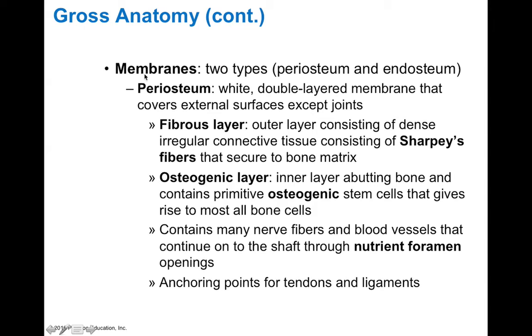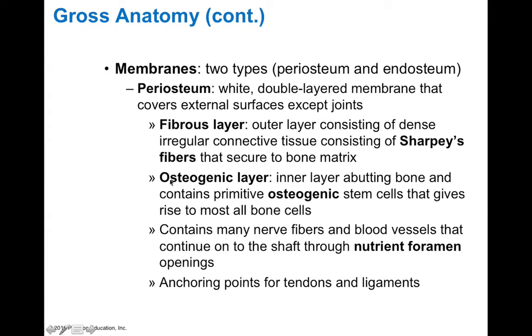Now, in terms of other membranes, we have periosteum and endosteum. Remember, periosteum: peri means surrounding, and osteum is bone. So periosteum is a layer of whitish tissue that surrounds the outside of bone, other than the parts that participate in joints. So if there's articular cartilage, there's no periosteum there. Otherwise, the periosteum would surround the rest of the bone, and there's two layers of periosteum. We have a fibrous layer and an osteogenic layer. The fibrous layer is the outermost, or more superficial, and it consists of a dense, irregular connective tissue and Sharpey's fibers that dive down into the bone and secure to the bony matrix itself.